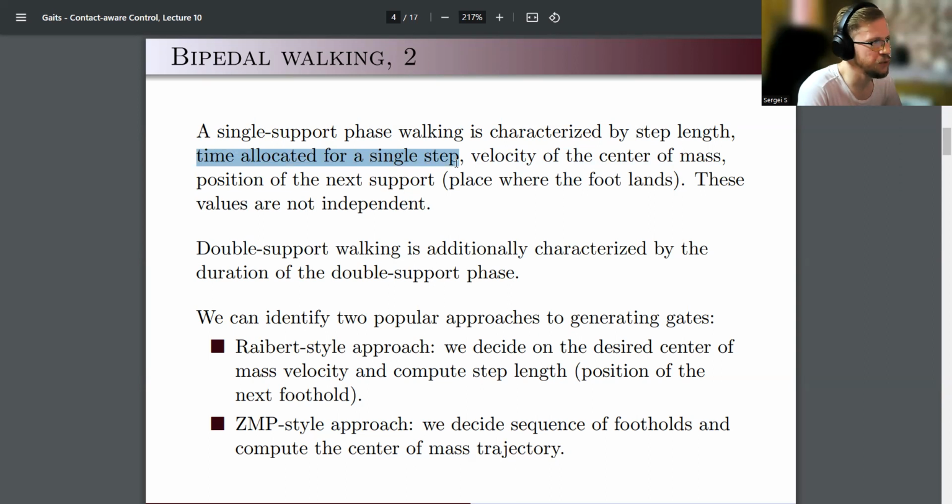Time allocated for a single step, do you define it as from the moment the same foot lifts up to the next moment when it lifts up, or do you define it between when the left foot lifts up and the right foot lifts up? There are many ways to define all those, and ultimately it's not very important how you define them. What is important is once you define them, you have to stick to your definition carefully.